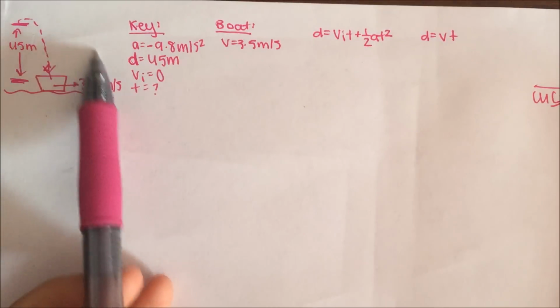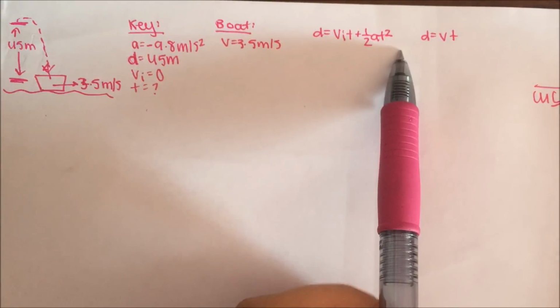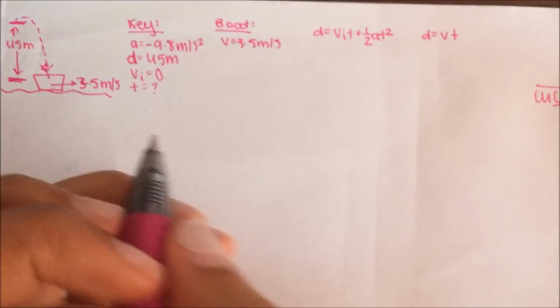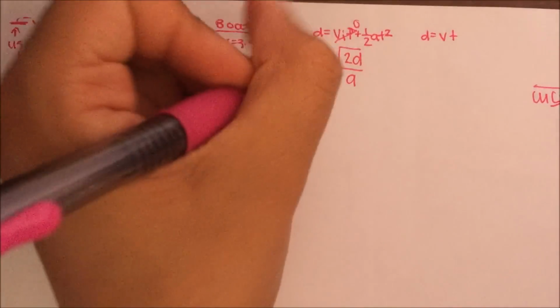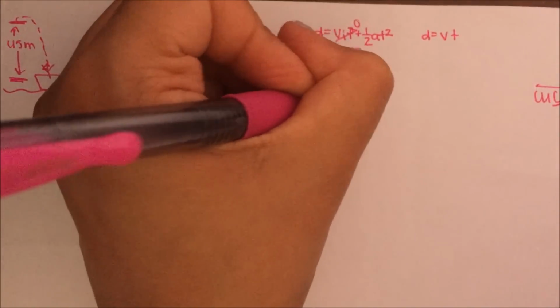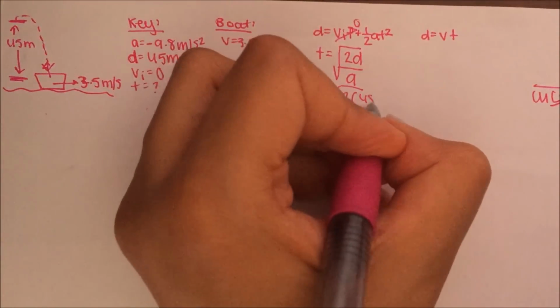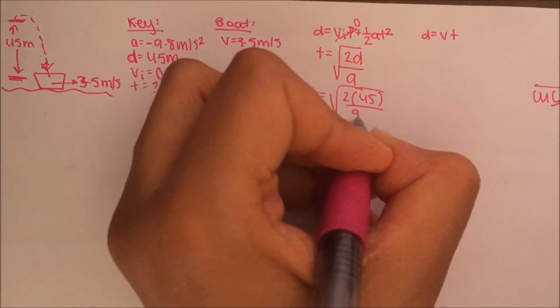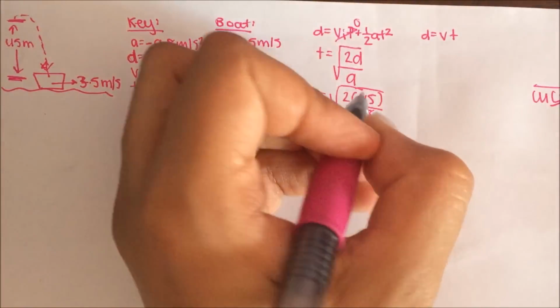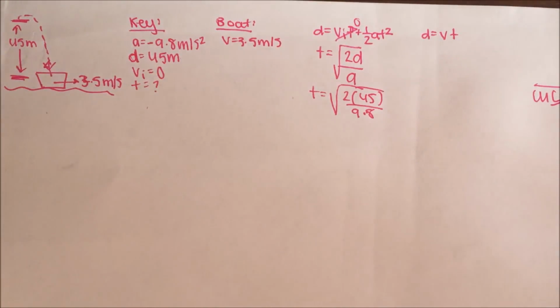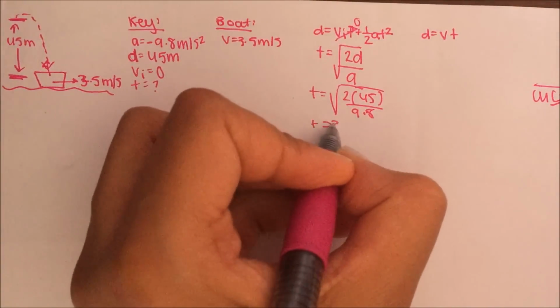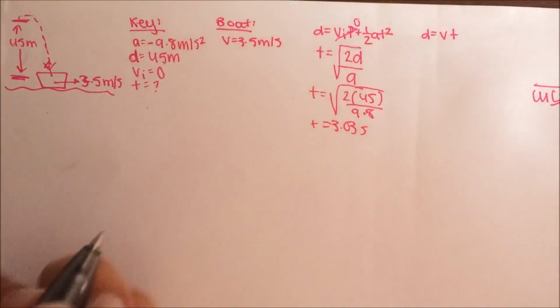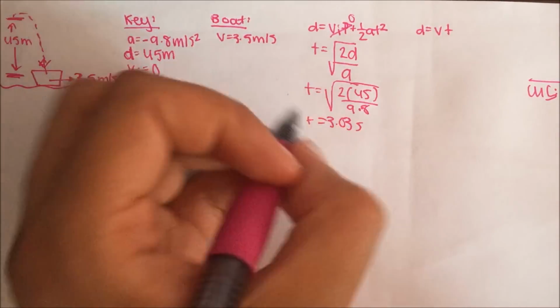So to figure out the time it takes for the key to fall, we're going to use this equation right here. We know the initial velocity is 0, so this cancels out. So then the time is going to be the square root of 2 times the distance divided by the acceleration. So the time is going to be the square root of 2 times your distance of 45 divided by your acceleration of 9.8. Again, negatives and positives cancel out, it depends on what direction you're going. And that is going to give us a time of 3.03 seconds. So that's the time it takes for the key to fall.